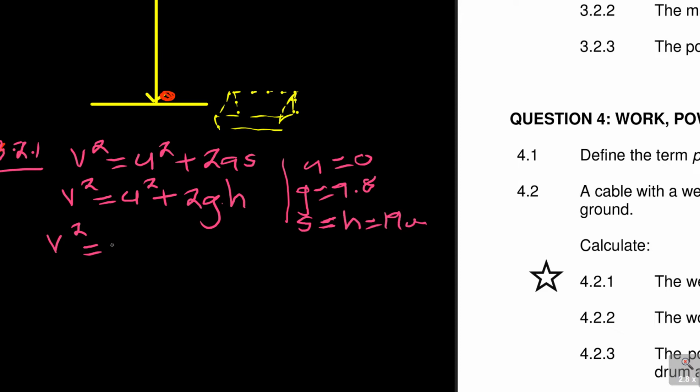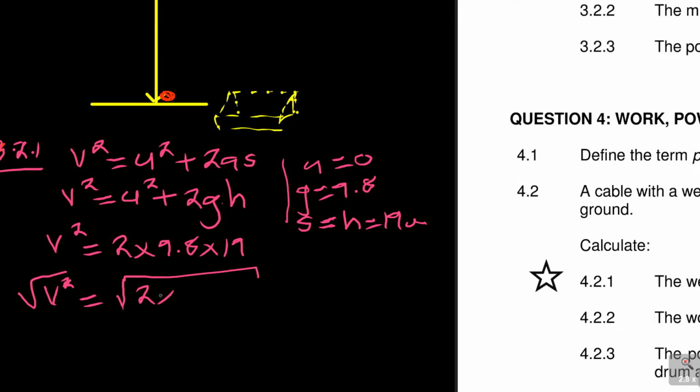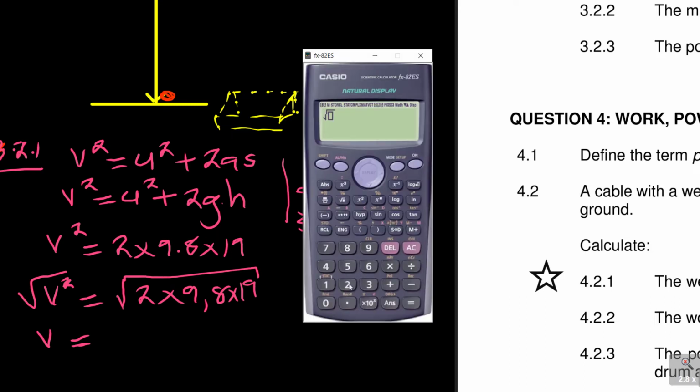So when you do that, you will have 2 times 9.8 times 19. Now, to find v, what do we do? You square root both sides. So v squared, square root, is equal to the square root of 2 times 9.8 times 19. Alright, so we find our v, which is the velocity, the square root of 2 times 9.8 times 19.